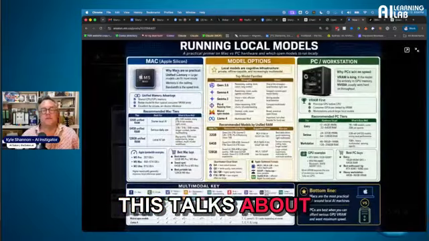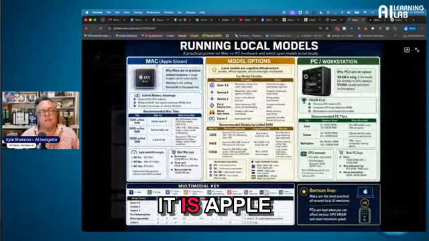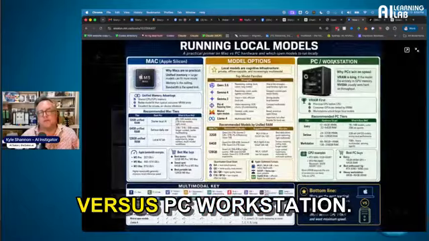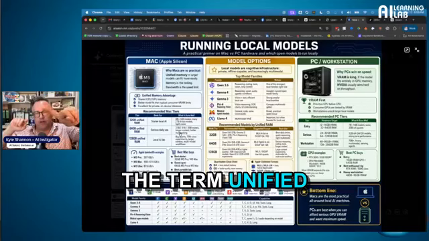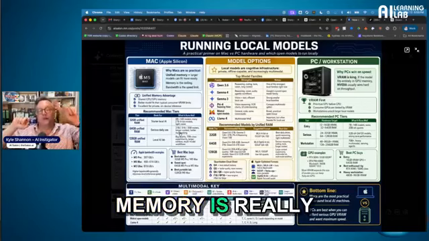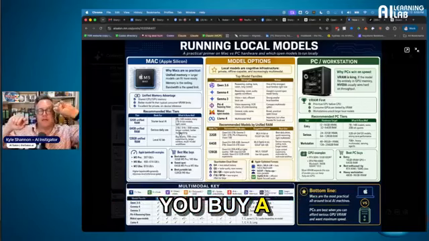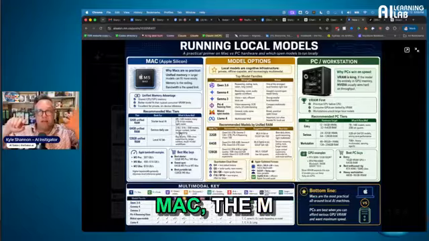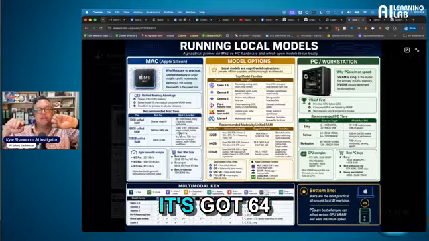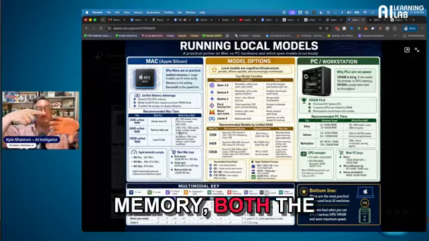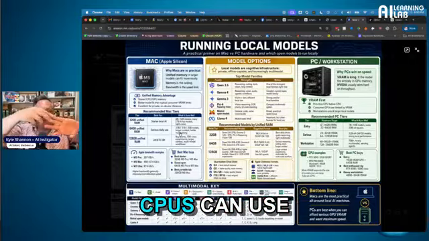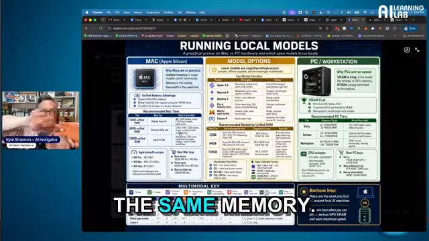What this talks about on the left-hand side of it is Apple versus PC Workstation. The big difference here is that the term unified memory is really important. When you buy a Mac, the M-Series Macs, and it's got 64 gigs of unified memory, both the GPUs and the CPUs can use the same memory.